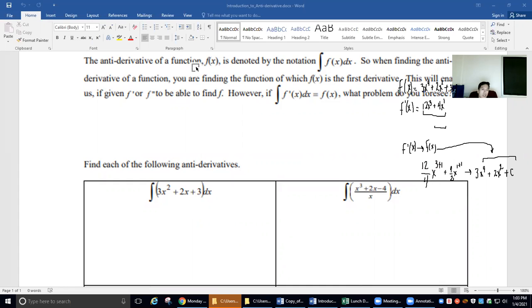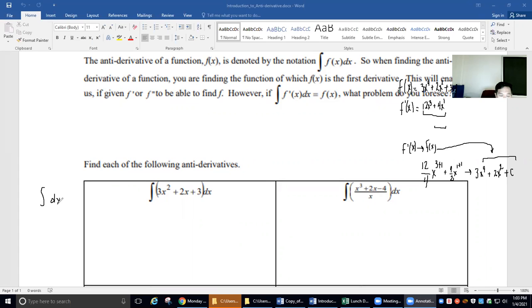Okay, so now we're going to take a look at this one here. Find each of the following antiderivatives. Okay, so the first one should not be too hard. Now, first thing I want to go over with you guys is that the antiderivative expression looks like this. Okay, this is what we're going to start off with.